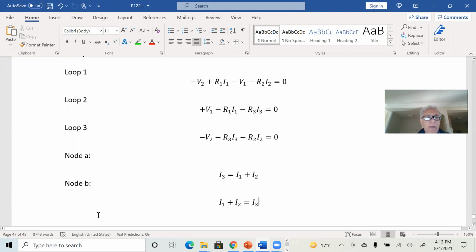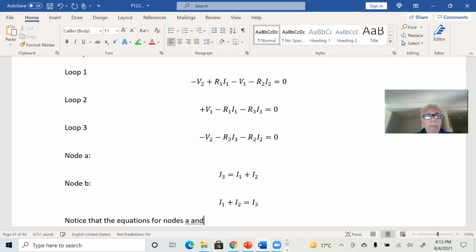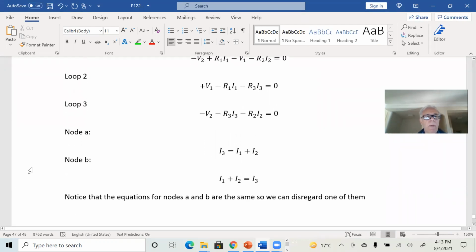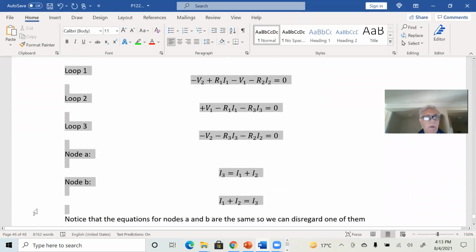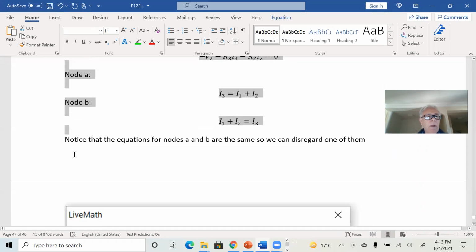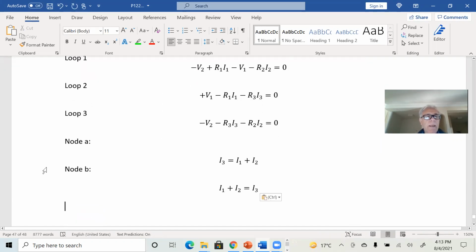So you can note that the equations for nodes A and B are the same. Okay, so we don't need both, so we can disregard one of them. Okay, so here you go. I'm going to copy and paste here. I'm going to disregard the equation for node B.